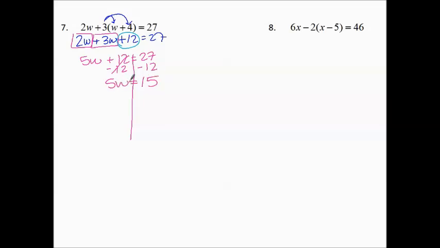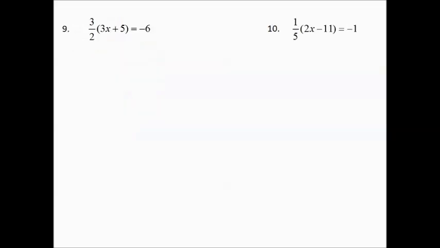Lastly, when I want to get w by itself, 5 times w, I'm going to divide both sides by 5. My 5's will cancel. w is equal to 15 divided by 5, which is 3. Let's look at just two more examples.